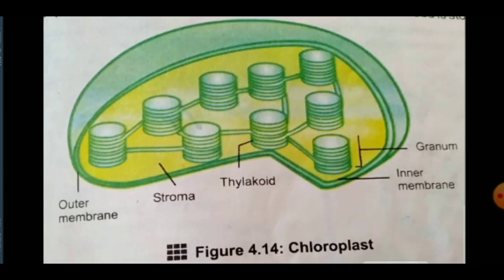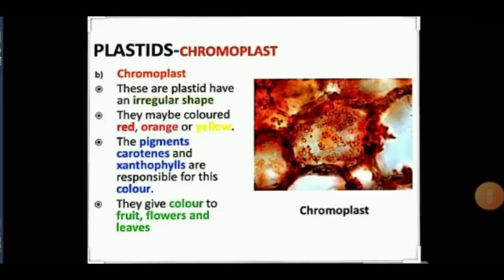Now what is the function of chloroplast? Chloroplasts are basically the sites of photosynthesis. The second type of plastid is chromoplast. They contain pigment which gives bright colors and are present in flowers, petals and fruits. Now what is the function of chromoplast? Chromoplasts give color to flowers and fruits and help in pollination and fruit dispersal.